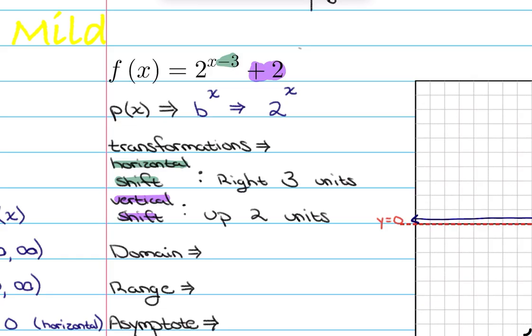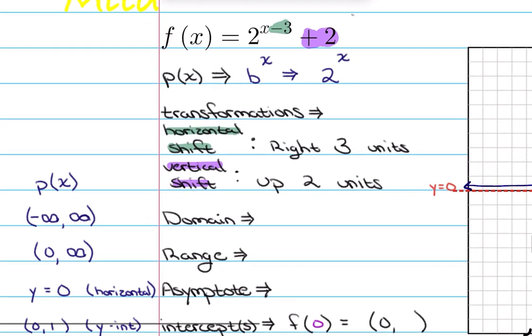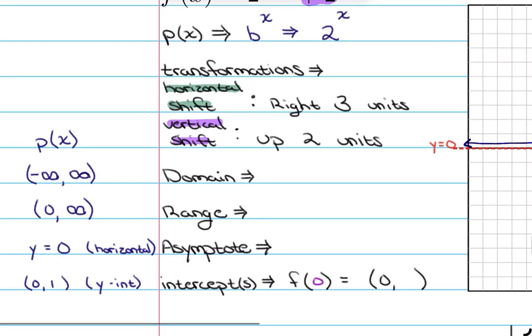When it comes to our domain and range, the domain of the parent function is from negative infinity to infinity. Remember, domain is your x values. All right? So even though we're moving all of our x values to the right 3 units, that doesn't change infinity at all. So this will continue to be from negative infinity to infinity.